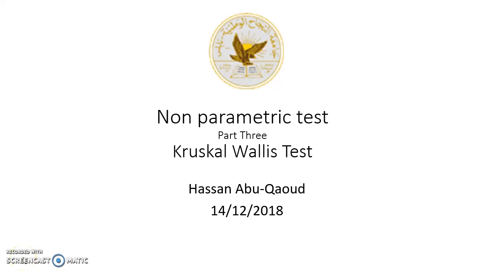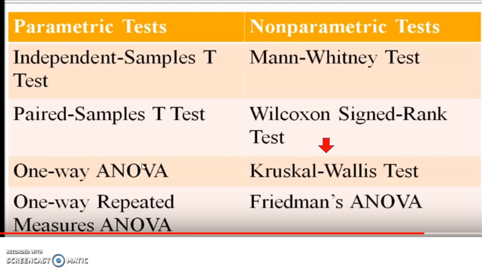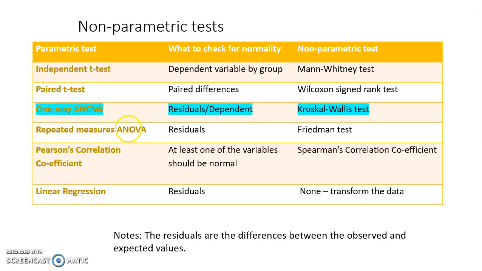Good morning. Today we will be talking about another important non-parametric test, which is called the Kruskal-Wallis test. This test is used when we have more than two independent samples. It's equivalent to the one-way ANOVA of the parametric test, or the completely randomized design. When the normality condition is not met in the independent samples, we use the Kruskal-Wallis test.